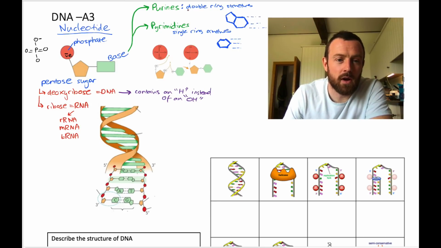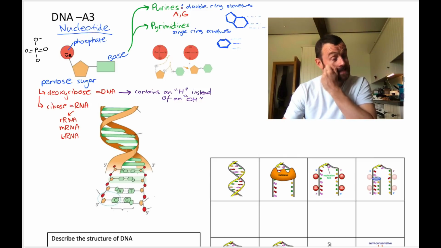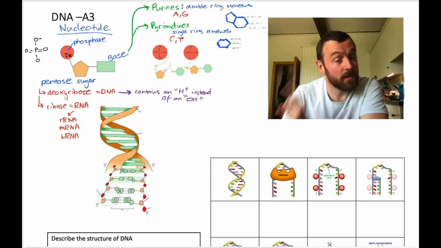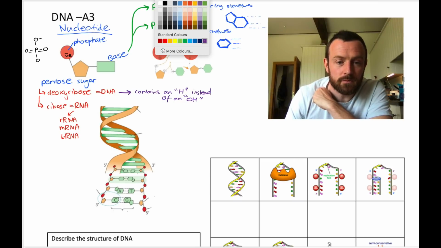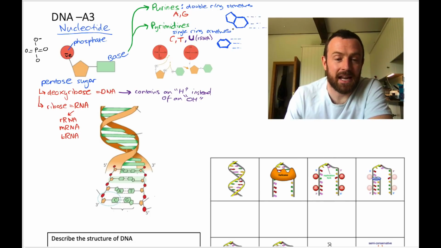Okay, so A and G are the purines, and C and T are the pyrimidines. Now I've missed one. The other one, which I'll put in a different color, is uracil, because uracil, remember, U is in RNA, whereas T is in DNA.